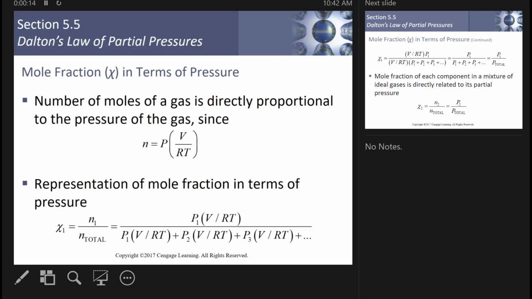So we're going to talk about mole fraction in terms of pressure. And you already know what pressure is, right? PV equals nRT, and you can solve it for n to solve for the number of moles. Now, what if you want a mole fraction? What do you think that means?